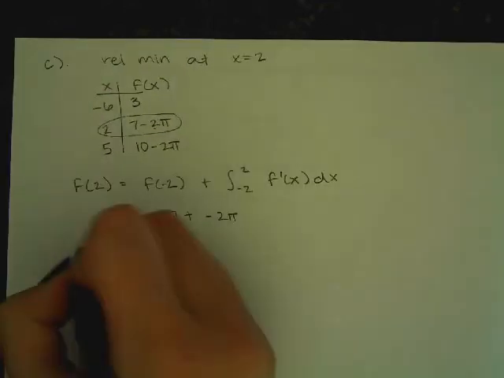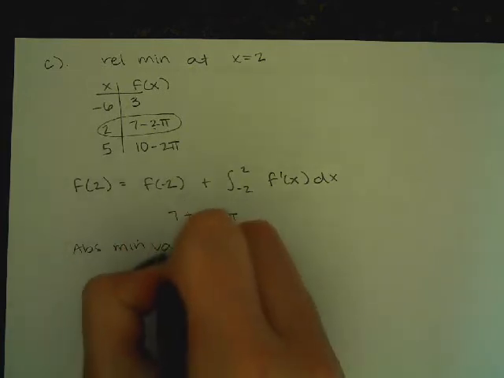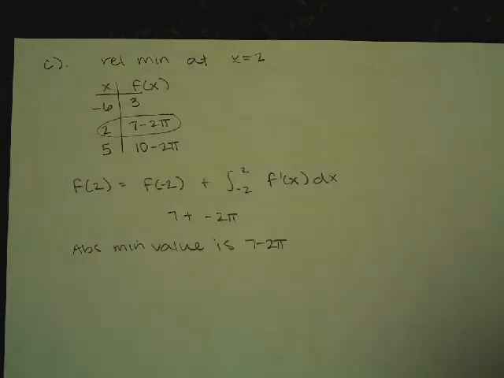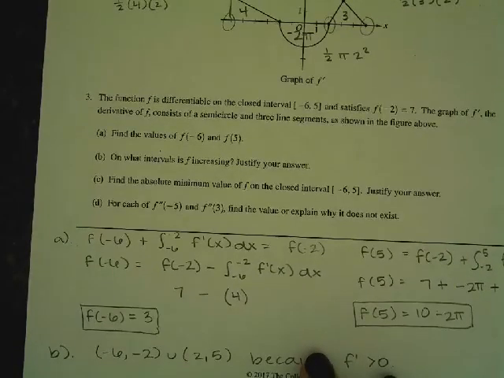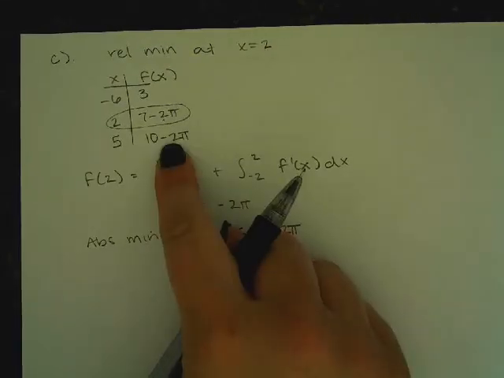So I'm going to say the absolute minimum value is 7 minus 2 pi, and if you wanted to say where it was located, you could say located at x equals 2. However, they didn't ask where it was located, they just wanted the minimum value. The justification of the answer is this work right here.